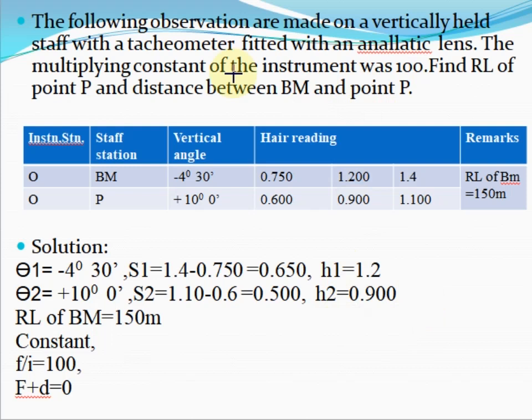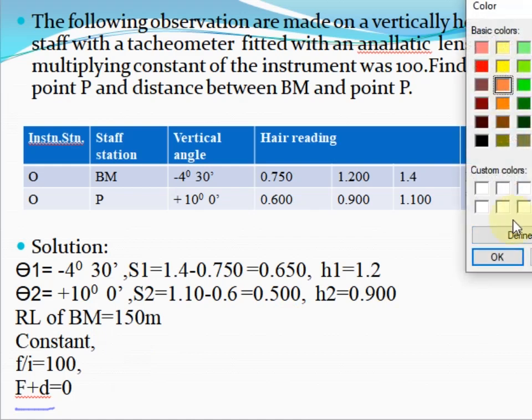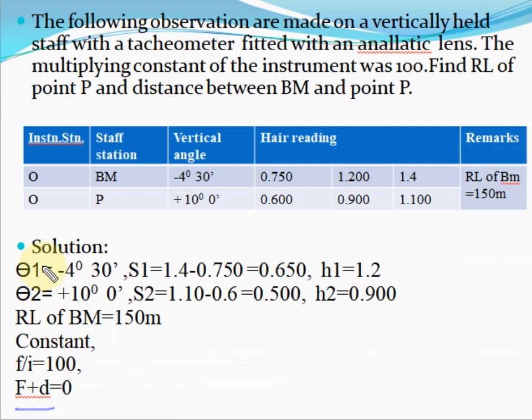In the problem, the tachometric constant is given and it has an analytic lens. That's why F upon I you have to take as 100, and F plus D you have to take as 0. Remember that when the minus sign is given, it is the angle of depression. When the plus sign is given, or no sign is given, it is the angle of elevation. So theta 1 is minus 4 degrees 30 minutes.